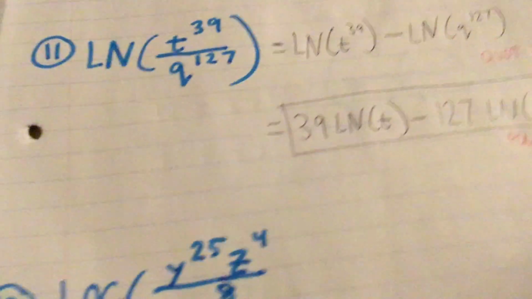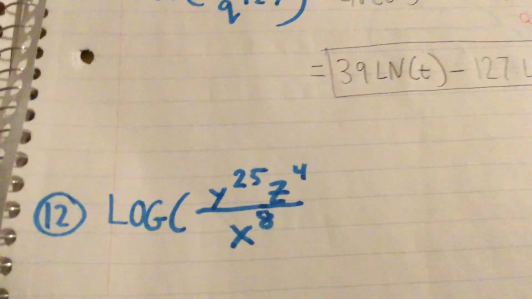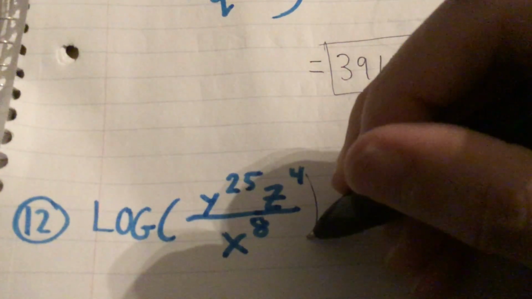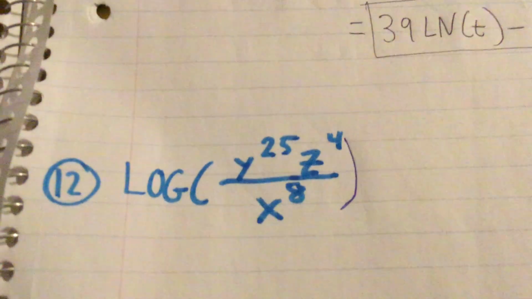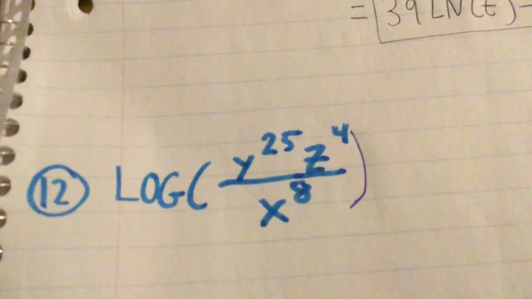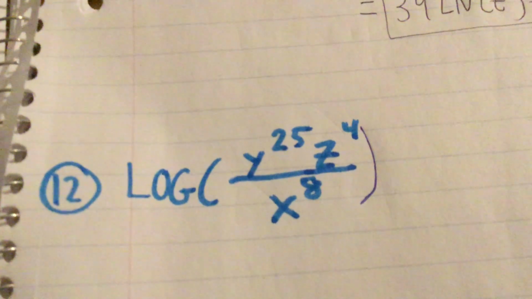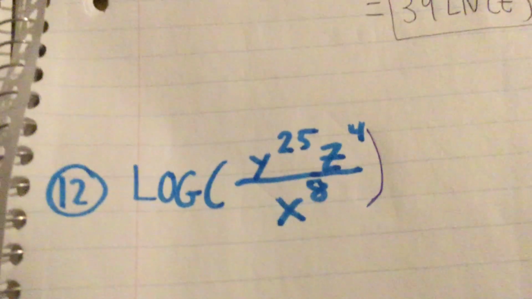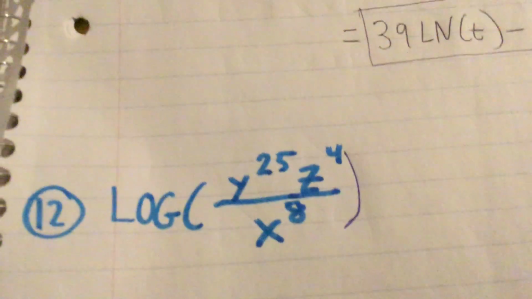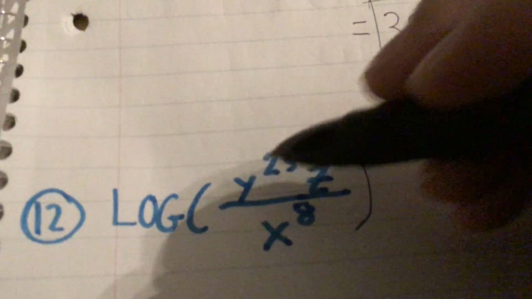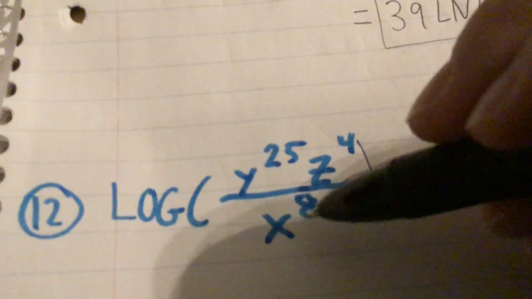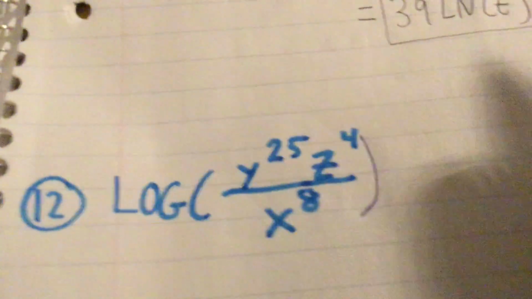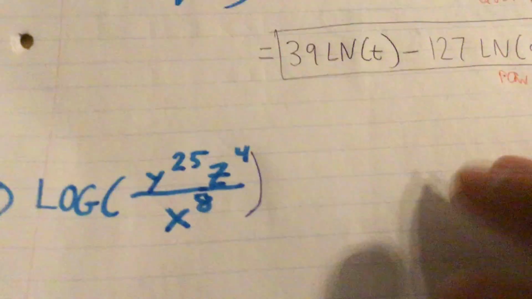Okay, number 12. So this one's a little bit different. Well, not just because I forgot to close the parentheses on this problem. So what do you notice about this problem that's different from the first 11? Okay, so I like to take a deep breath and go, okay, so I've got a division problem, but specifically I've got two factors up on top, and the bottom is just x to the 8th. Okay, well, I could approach this in two ways.